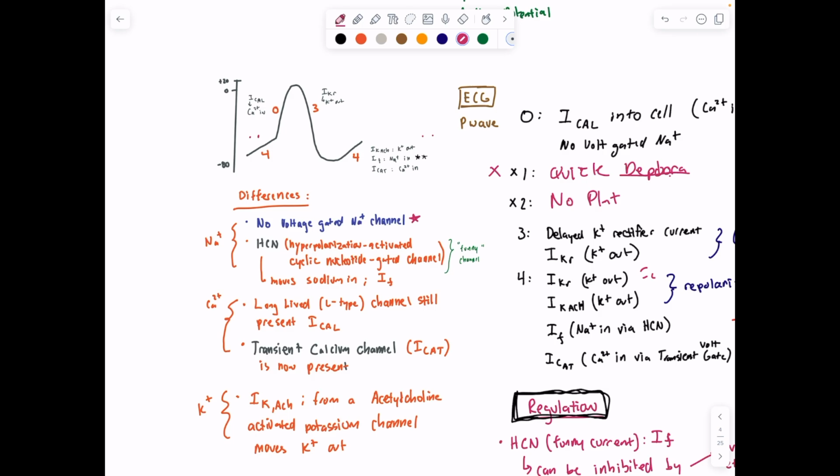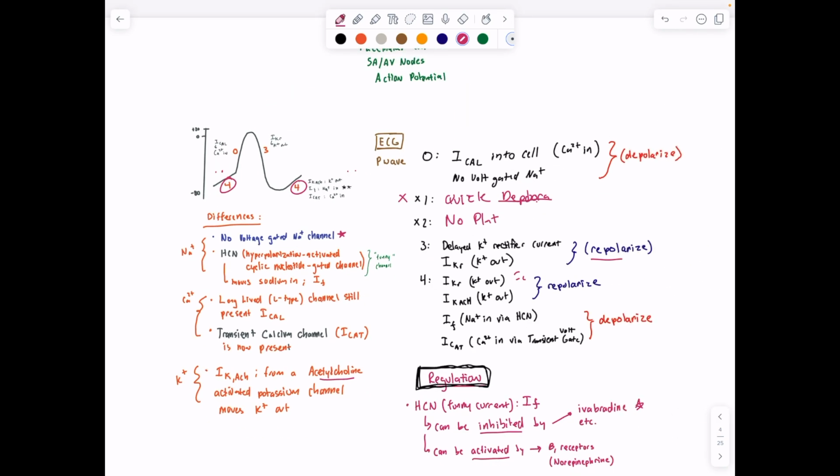We have HCN, which we mentioned gives rise to the funny current, and this moves sodium into the cell during phase 4. We have a new calcium channel called the transient calcium channel, which is also going to be active during phase 4. And then we have the potassium channel that's activated by acetylcholine, which gives the parasympathetic nervous system a chance to influence contraction of the heart.